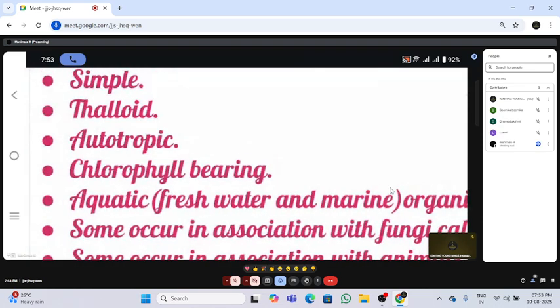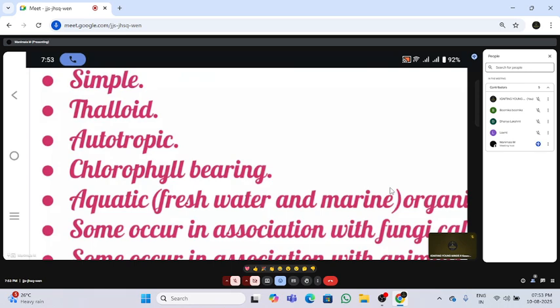That is the reason. What percentage of global photosynthesis takes place here? 90%, ma'am. Yes. 90% of photosynthesis takes place here. And the plant body ranges from unicellular to multicellular structure, not only unicellular, single cell only. Here some organisms also have multicellular bodies.